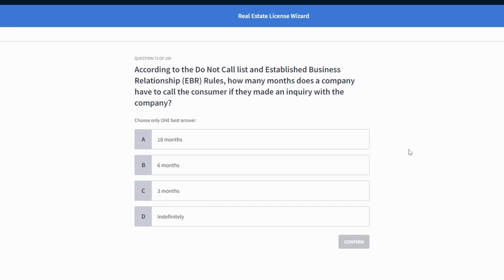Next one, 72. According to the do not call list and established business relationship rules, how many months does a company have to call the customer if they made an inquiry with the company? Is it A, 18 months, B, 6 months, C, 3 months, or D, indefinitely? So take a moment to come up with your answer on this one.